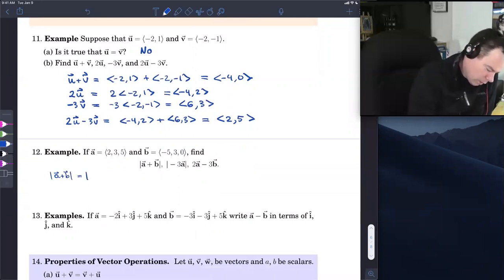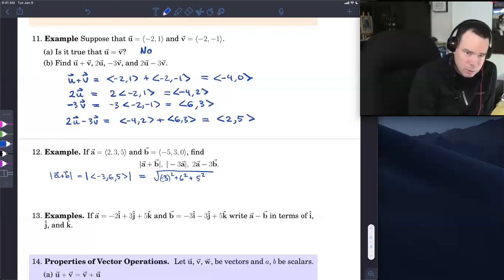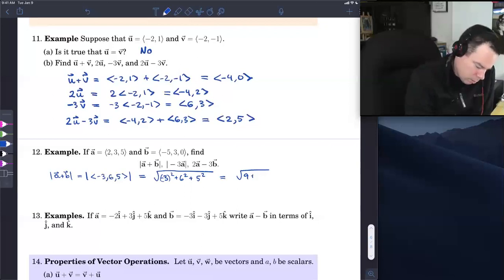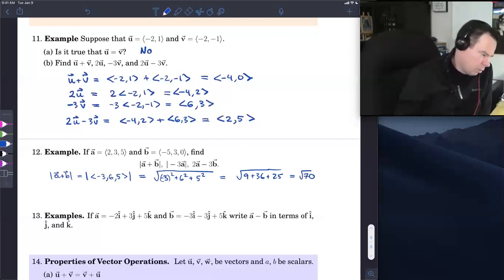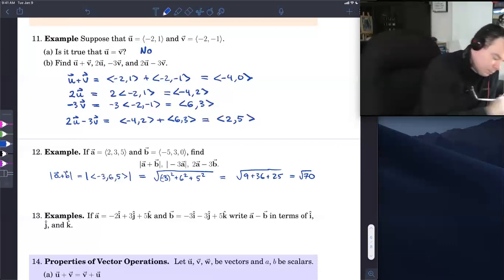So I first work out what a plus b is. That's <-3, 6, 5>. And now I've got to work out the magnitude of that. That's the square root of -3 squared plus 6 squared plus 5 squared. And that's equal to the square root of 9 plus 36 plus 25. And what is that? 36 plus 25 is 61, plus 9 is 70. So that looks to be about root 70.